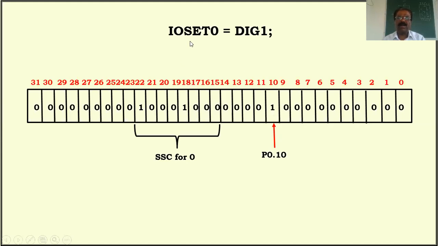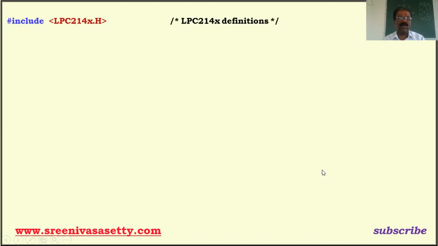You have to make it high by using this particular statement: IO0SET equals digit 1. Digit 1 contains 1 at bit position 10. So this is the code, and I am going to explain it in detail. We include lpc2148.h. There are many registers, because we are using IO clear, IO set, IO pin. All the registers within the LPC2148 are included in this header file. If you go for normal C, it won't recognize them.